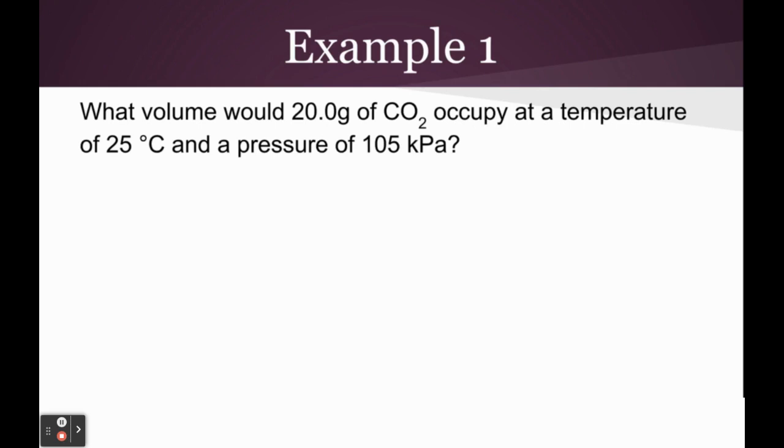Okay, so here is example 1. Example 1 and example 2 are going to be a little easier and don't have long drawn out stoichiometry calculations. 3 and 4 will be a little more complicated. So example 1 says, what volume would 20 grams of CO2 occupy at a temperature of 25 degrees Celsius and a pressure of 105 kilopascals? So we're going to start by writing out all of our variables.